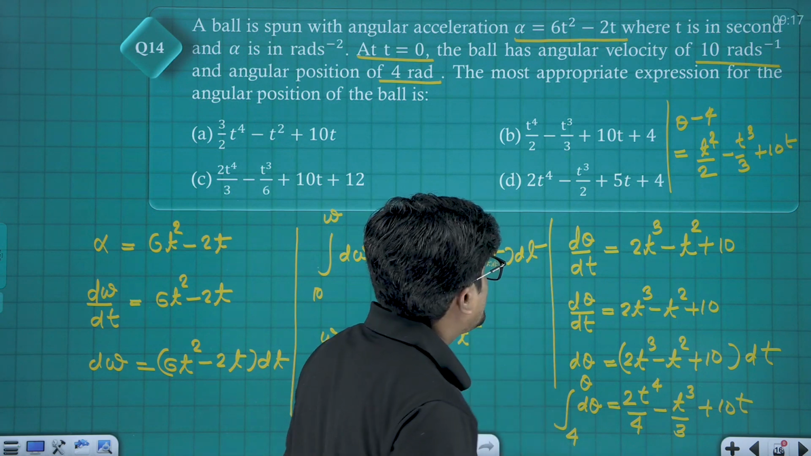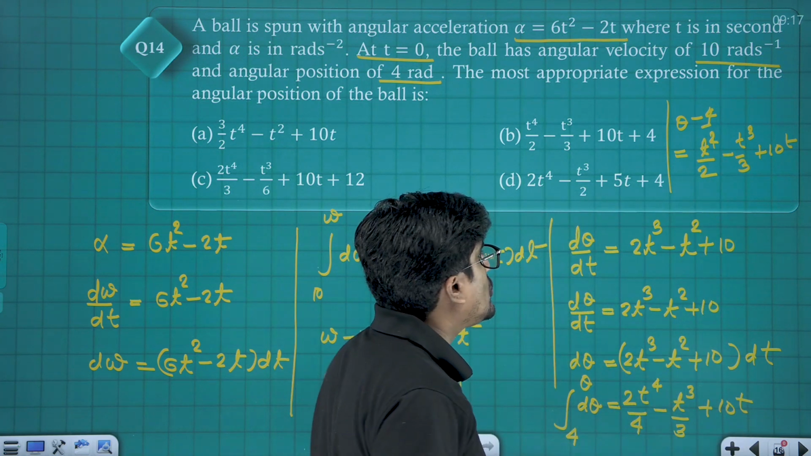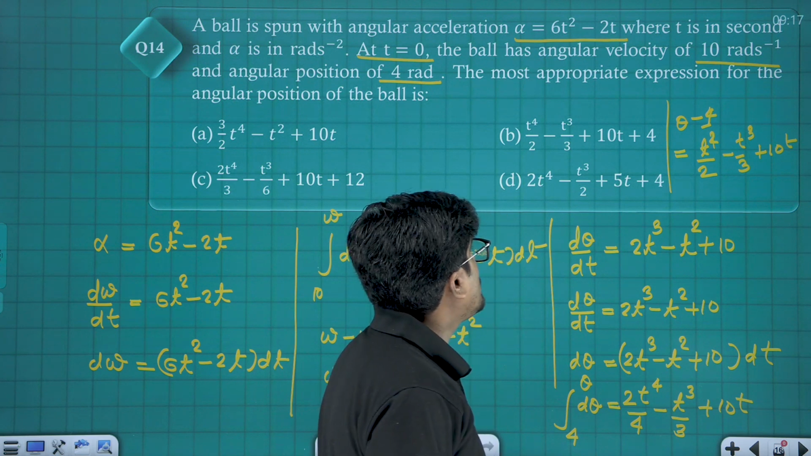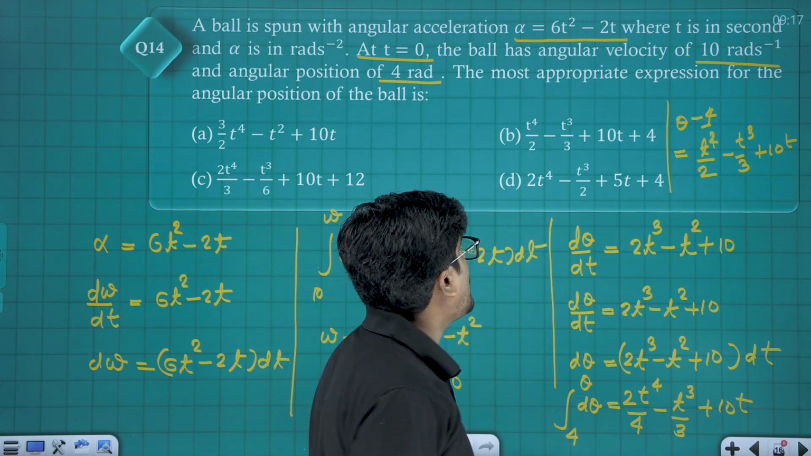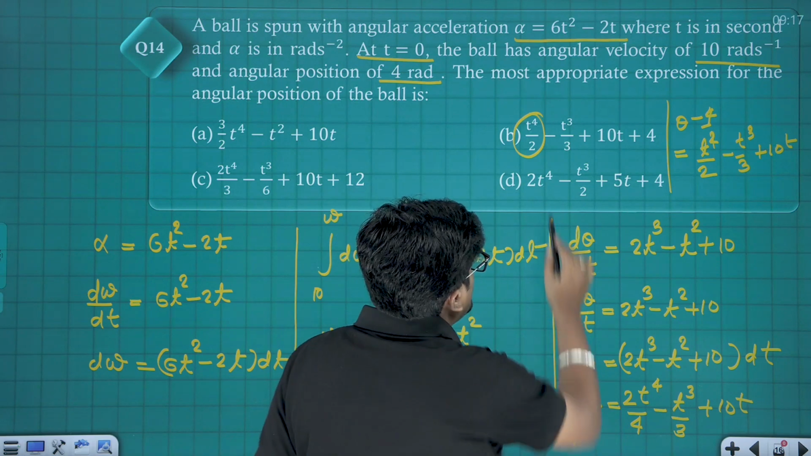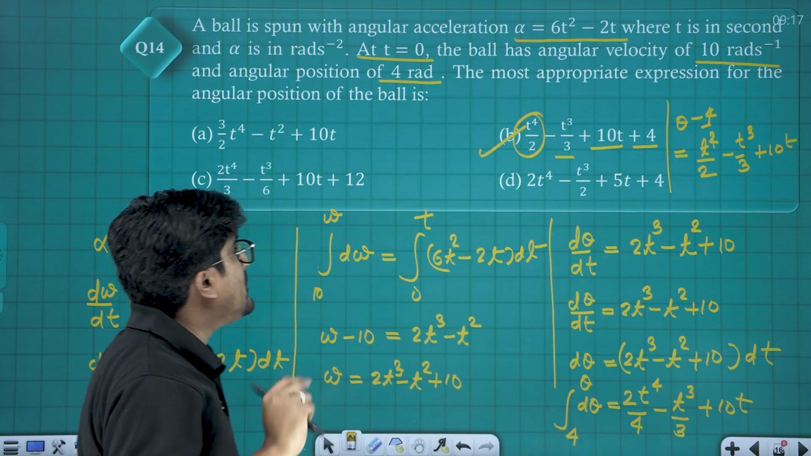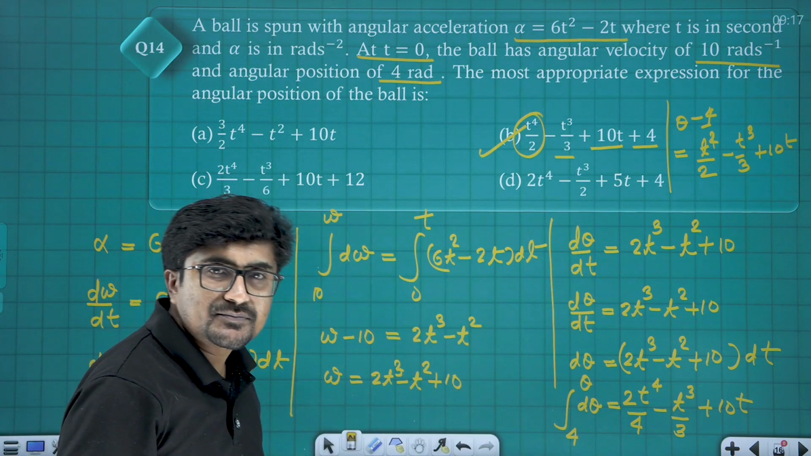Now let me go to the options. If I take the minus 4 towards the right, that's going to be plus 4. So my final expression is going to be t raised to 4 by 2 minus t cube by 3 plus 10t plus 4. So option B must be the correct answer in this case.